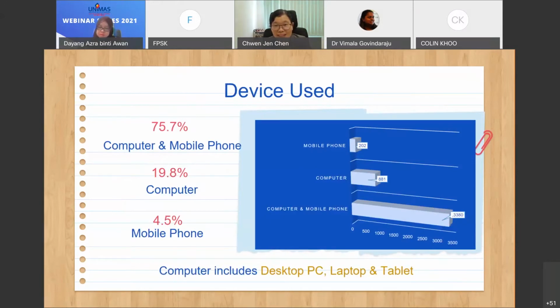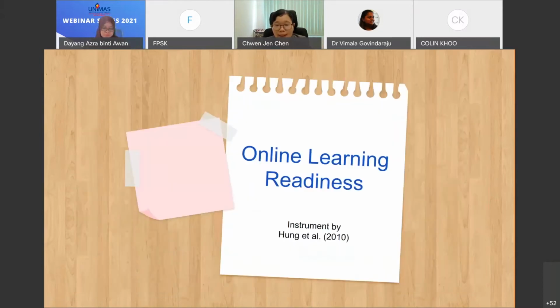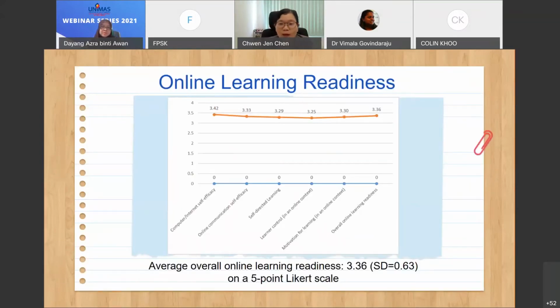And the devices used, you can see here, the distribution. So we still have 4.5% of students who only have a mobile phone for online learning. And in terms of online learning readiness, the survey that was done, which I think is also informing us on the contextual domain of students here. Now, these are the distribution of their feedback.